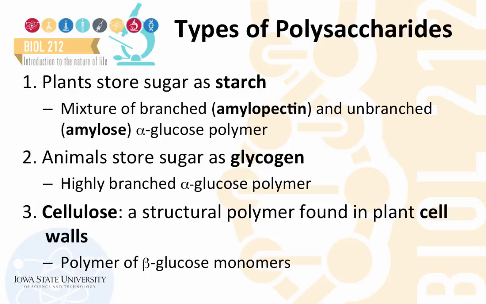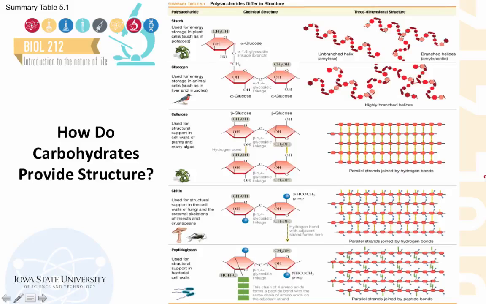A third example is cellulose, which is a structural polymer found in plant cell walls. Without cellulose, plants would not be able to stand against the force of gravity. Cellulose is made up of beta-glucose monomers. This image shows the diversity in polysaccharide structure.